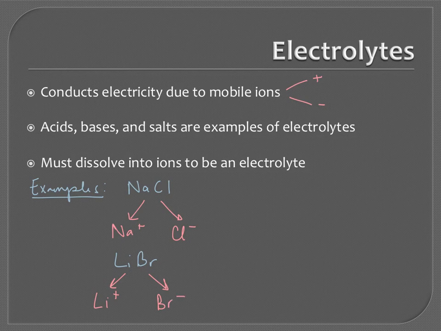Alright, let's go into an example of an acid. So HCl. The two ions again are H+ and Cl-. Another acid that we might see is H2SO4, hydrogen sulfate, or sulfuric acid. It splits up into H+ and HSO4-. You could even break it down even further into two H+ and then SO4 2-.